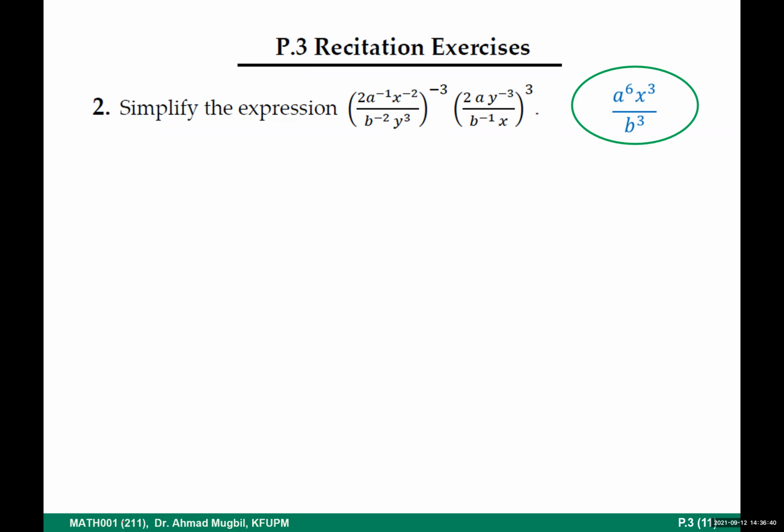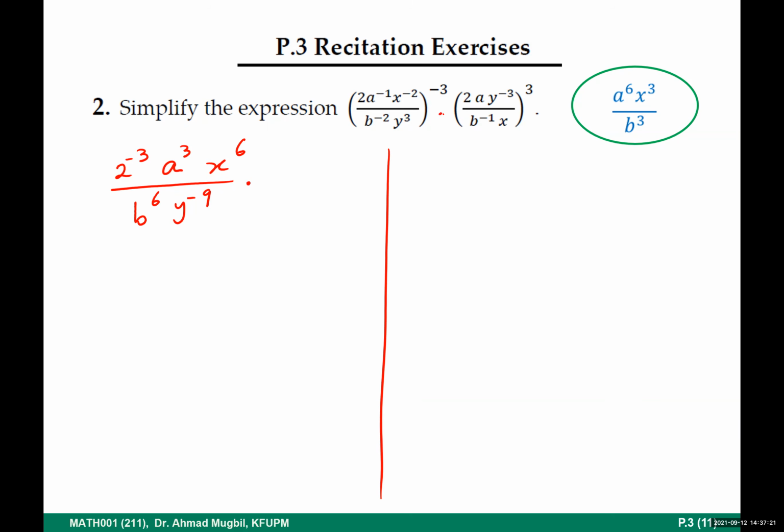Of course, we can obtain that in several ways. Let's choose 2 ways to show them. The first way, Shabab, is to distribute the power here over each factor in the numerator and denominator, because all of them are factors now. What we have here, it will be 2 to the power -3, a to the power -1 multiplied by -3, it will be 3. X to the power -2 times -3, it will be 6, over b to the power -2 times -3, it is 6, y to the power 3 times -3, it is -9. This is the first factor here.